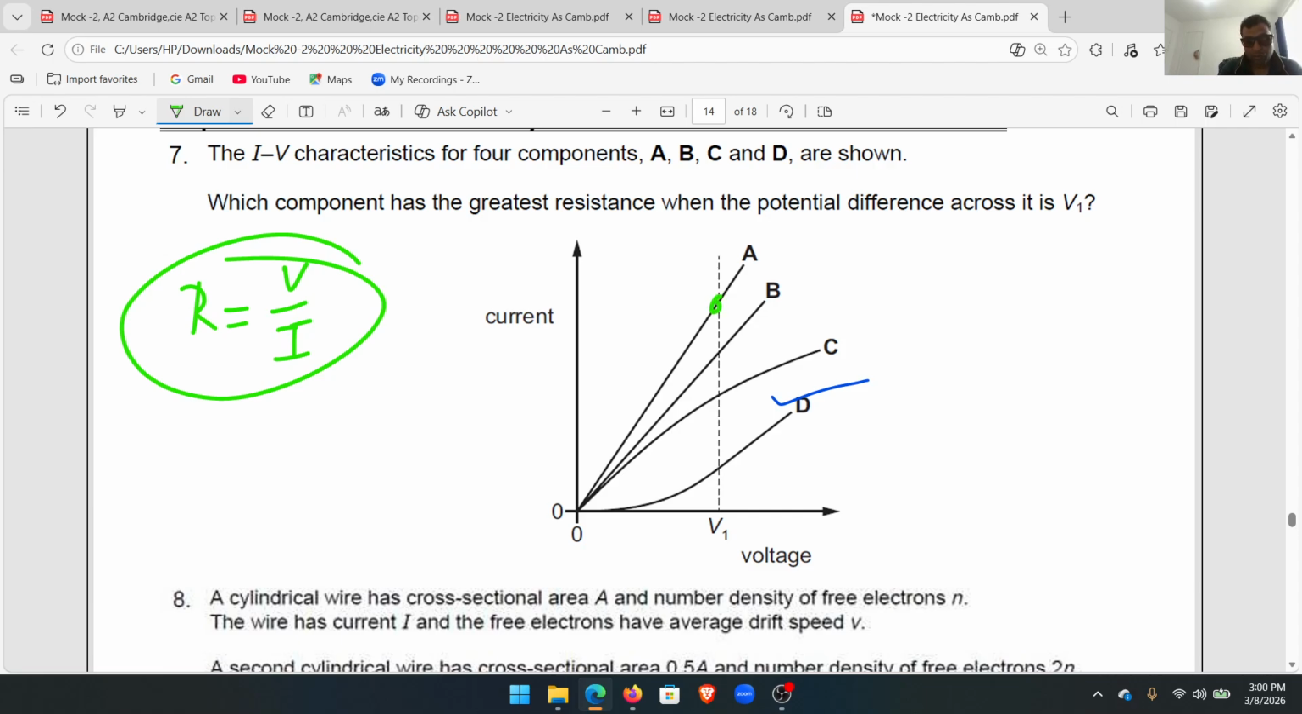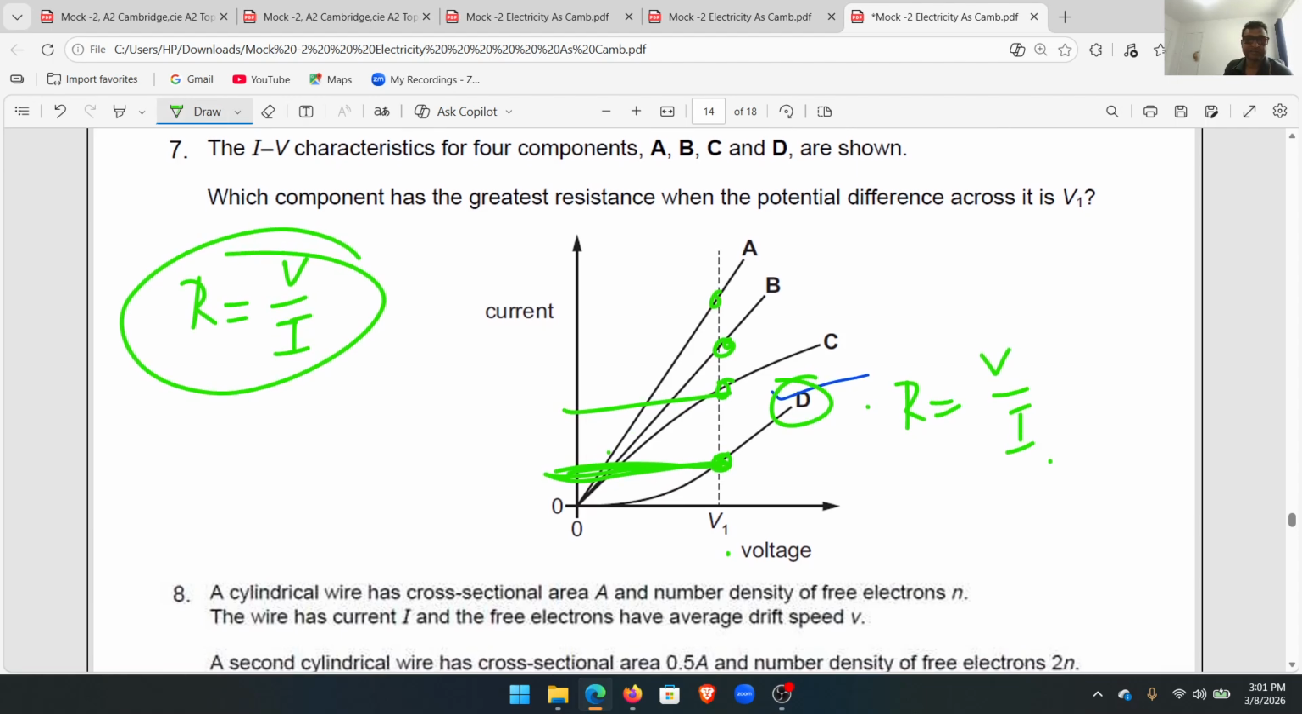Look at this. In all these four cases, voltage value is the same, right? R equals what? V by I. Voltage value same. Lowest current for what? Resistor D. Okay, device D. So component D. Therefore, R equals V by I. Voltage same for all. Current is lowest for D. Resistance will be highest.